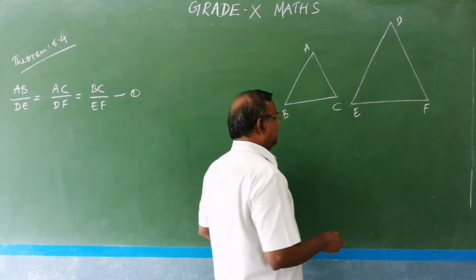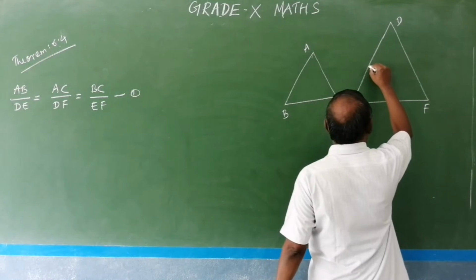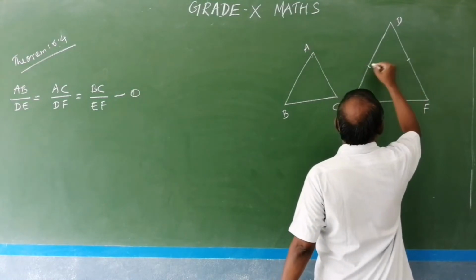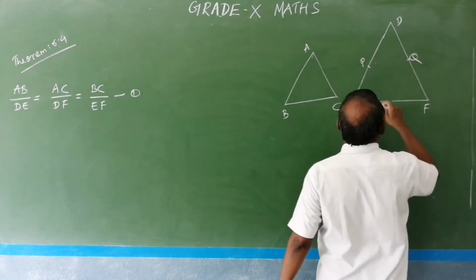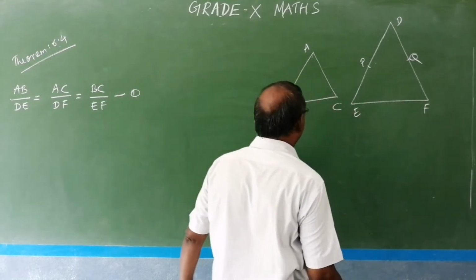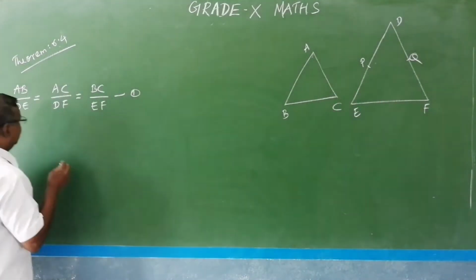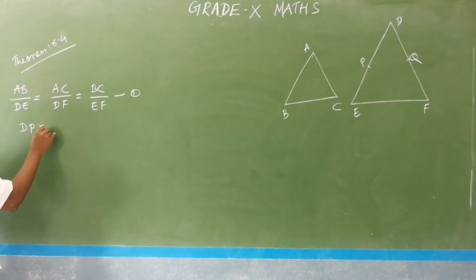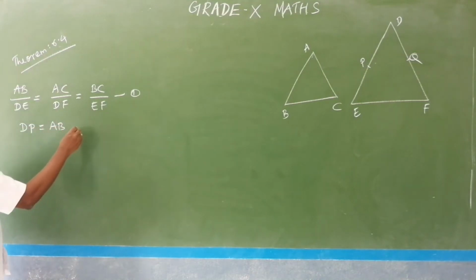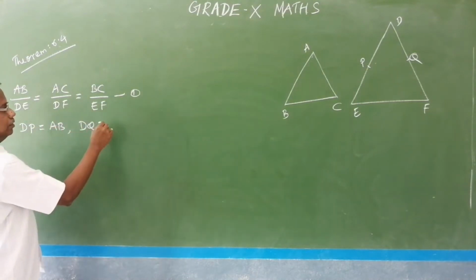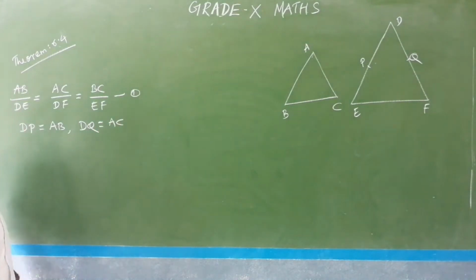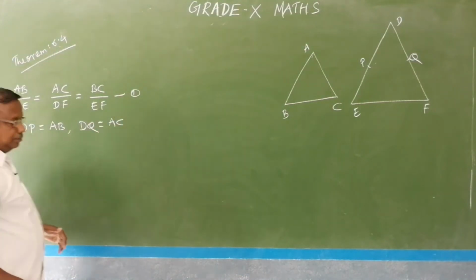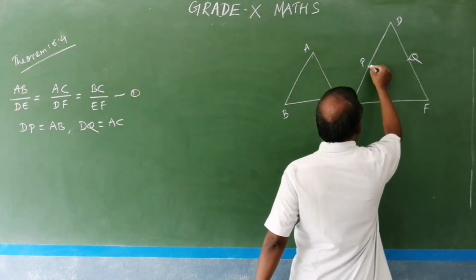So for our convenience, as previously we have done, let us take two points P and Q on the sides DE and DF such that DP equal to AB and DQ equal to AC. Now join PQ.